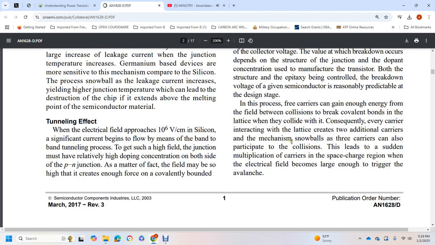In this process, free carriers can gain enough energy from the field between collisions to break covalent bonds in the lattice when they collide with it, and consequently every carrier interacting with the lattice creates two additional carriers. The mechanism snowballs. The new carriers can also participate in the collisions. This leads to a sudden multiplication of carriers in the space charge region when the electrical field becomes large enough to trigger the avalanche.